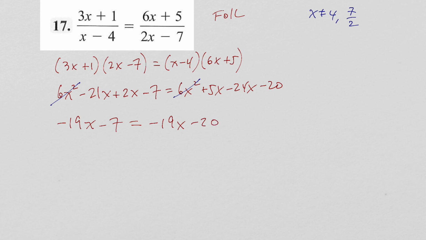Well, if I move the 19x over by adding it, I'm going to get a 0 on the left. And if I move the 7 over by adding it, negative 20 plus 7 is a negative 13. Well, this is a false statement, and it doesn't depend on x. So this is a no solution, and we answer it like this.